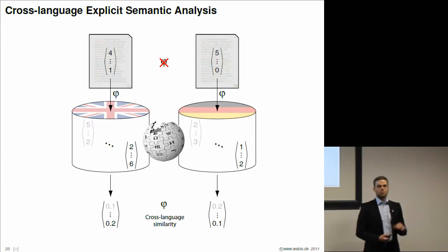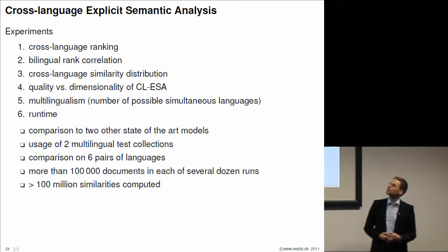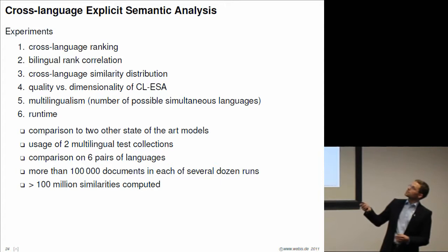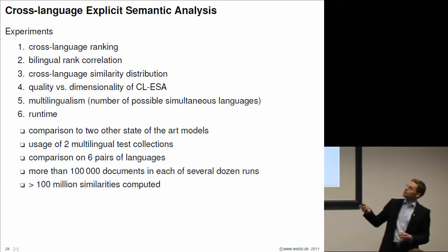Actually, we have done quite a number of experiments on this, and I can only give you a very brief overview. We have done 6 experiments to test our model out. For instance, we have tried to rank documents across languages. We have tried to compute a correlation of this model to another document model which works robustly and see how well it does. We have done another four experiments, so it is a total of 6. We have done these experiments with 2 other state-of-the-art models using 2 test collections and on 6 different pairs of languages. All in all, computing more than 100 million similarities with these models.